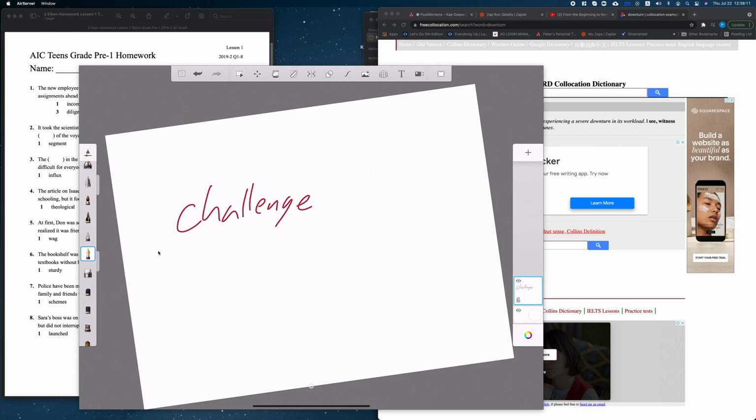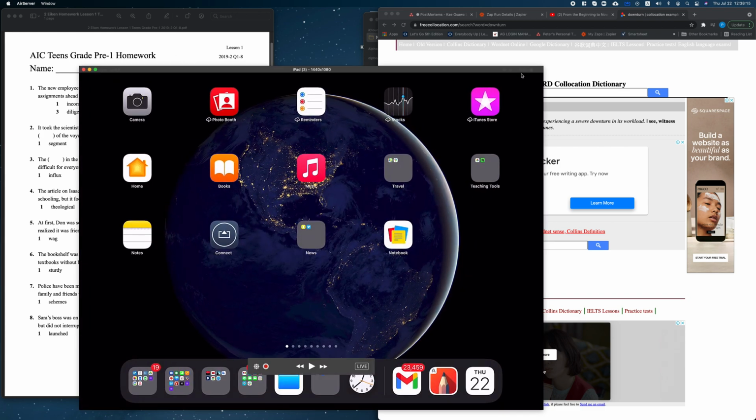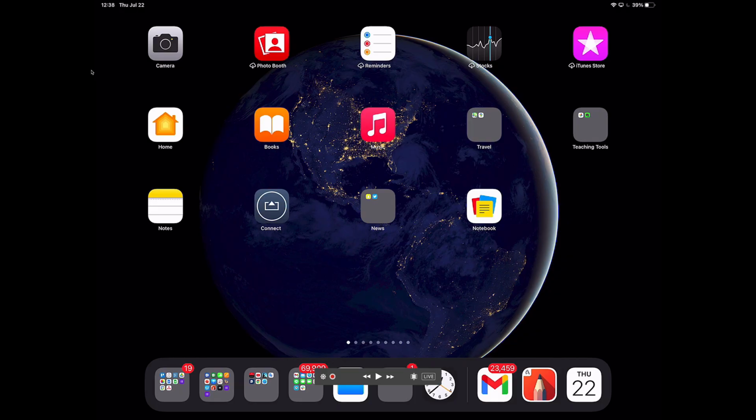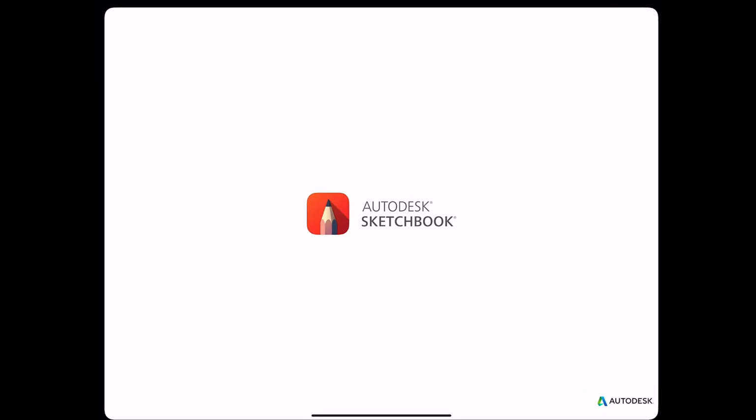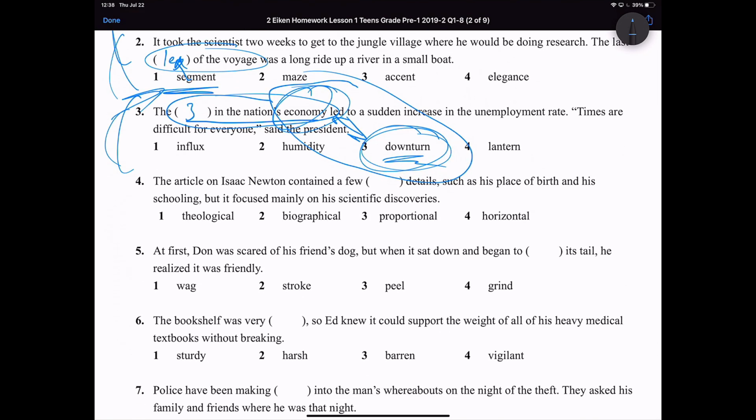So coming back to what we were working on a moment ago, I'm going to zoom out here again. We had 2 vocabulary problems, 1 usage problem. The article on Isaac Newton contained a few nantoka details, such as his place of birth. That's going to be an adjective. You know it's one of these, right? It's going to be a standalone. So biographical, not theological, not proportional, not horizontal.